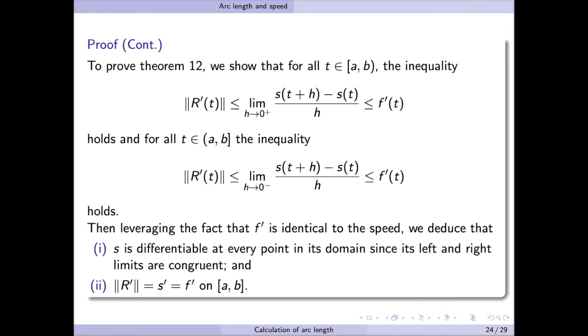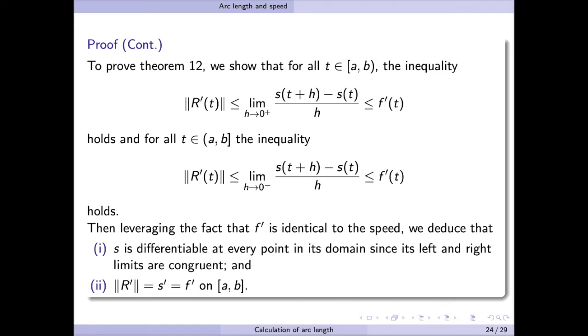Also, we will show that for all t in the half open interval ab, that is not including a, the inequality, the norm of R prime of t is less than or equal to the left limit as h approaches 0 of the quantity s of t plus h minus s of t all over h, and this in turn is less than or equal to f prime of t. Now by the assumption on R, we know that R prime of t and its norm exist and is well defined for every t in the interval AB that includes a and b. Similarly, by the fundamental theorem of calculus, f prime of t is also well defined for every t in the interval AB, including both the endpoints.